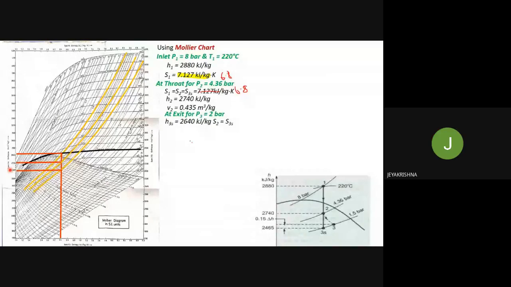Guys? Sir, 1 second, sir. Sir, what is the difference between the throat and the exit area, sir?